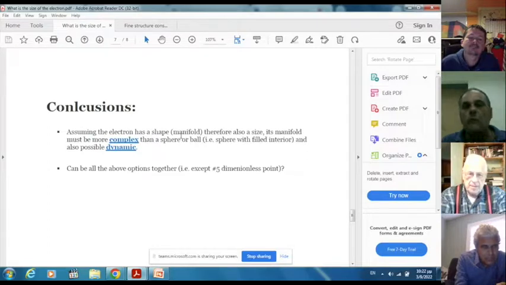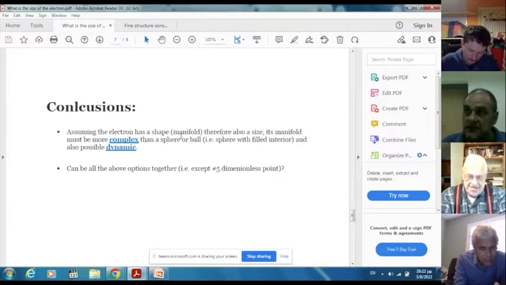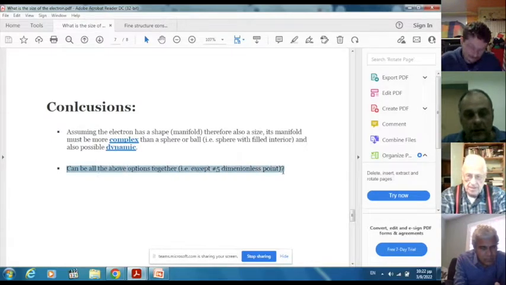manifold shape must be more complex than a sphere or a ball. A sphere is empty inside, but a ball is actually a sphere with filled interior. Also, it must be dynamic. The geometry of this charge manifold is not just a sphere, but must be more complex and also dynamic. That means it can increase in size and also shrink in size. It must have some elasticity.